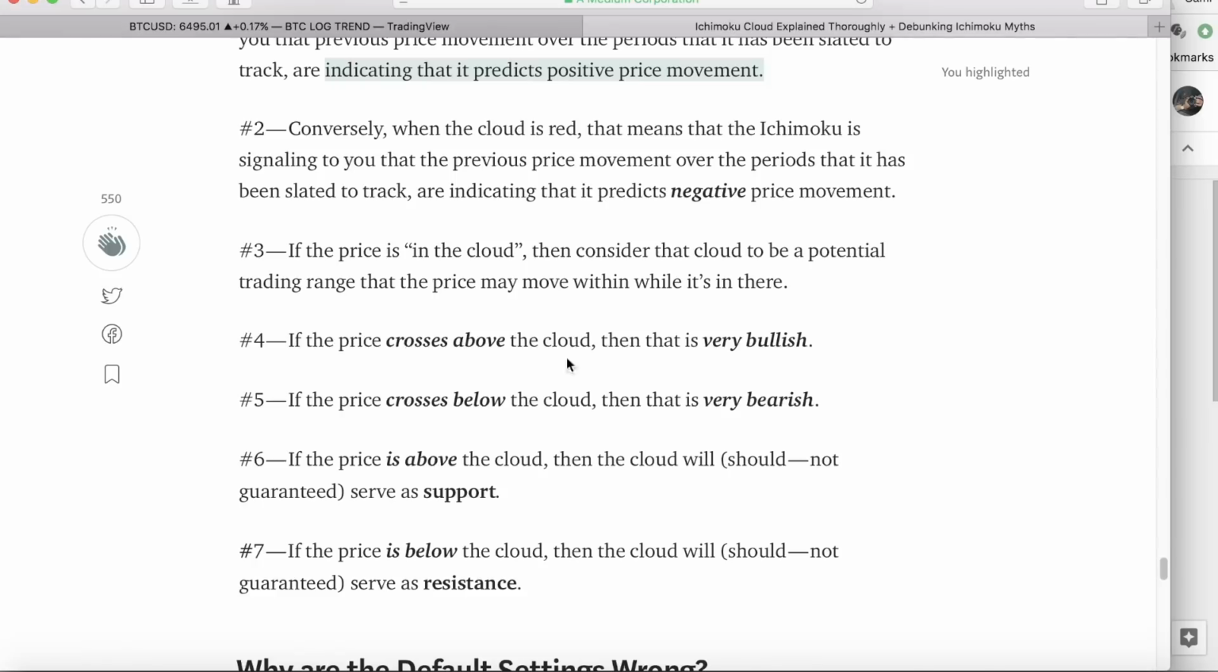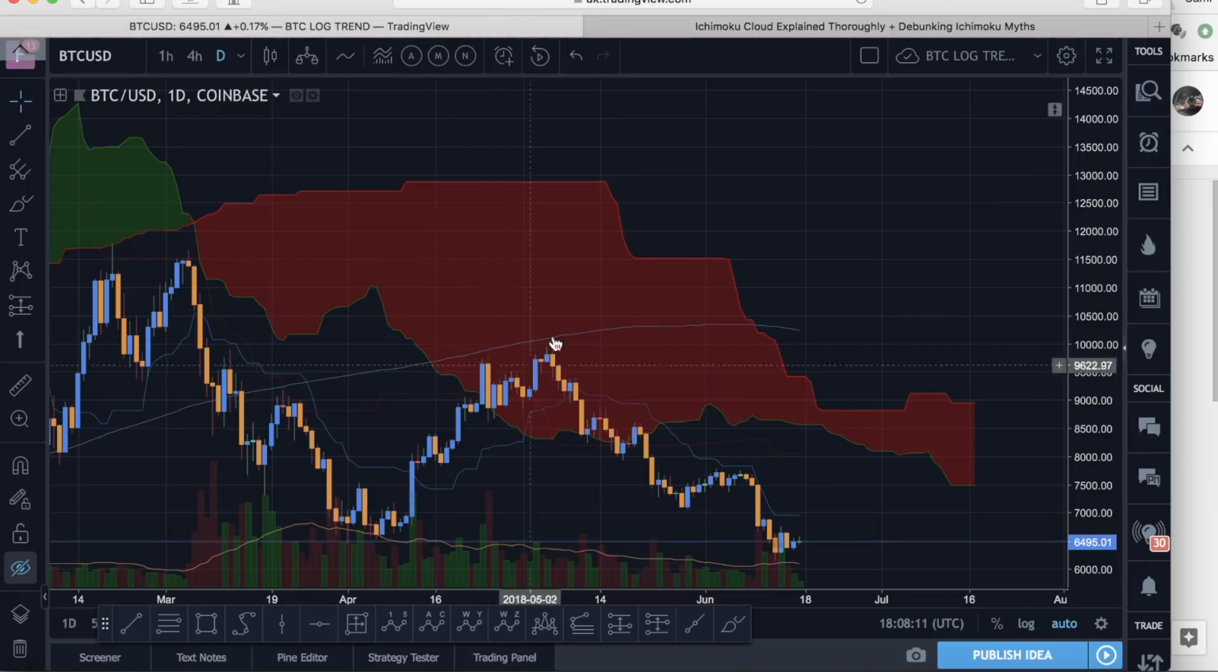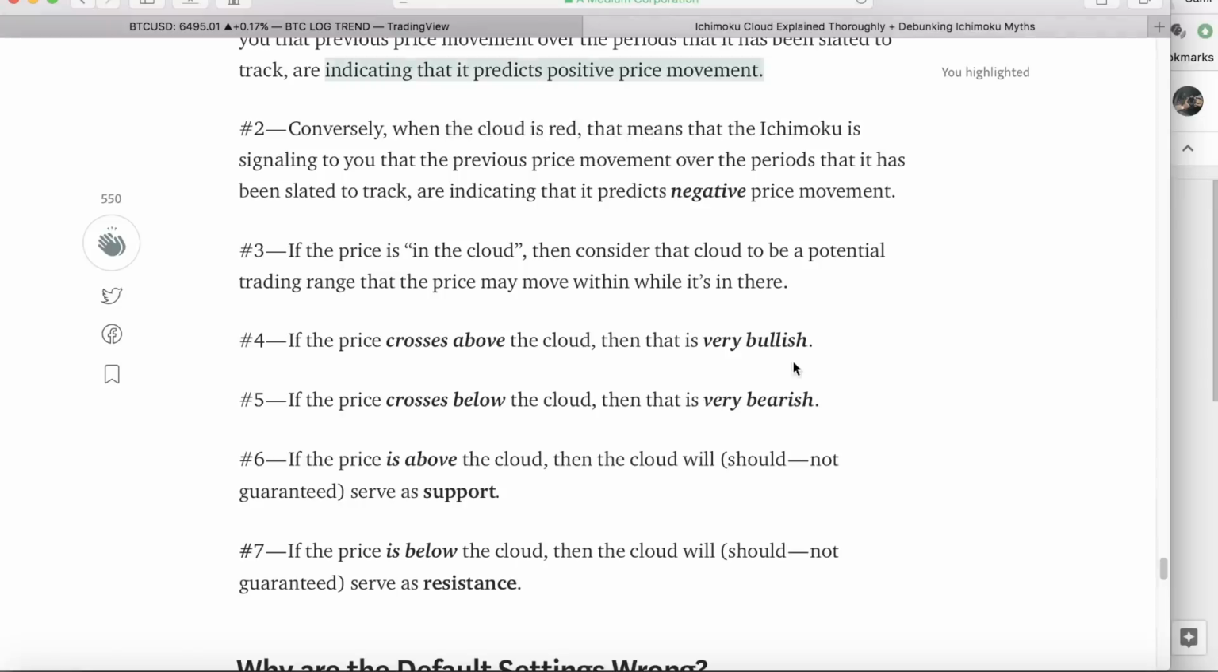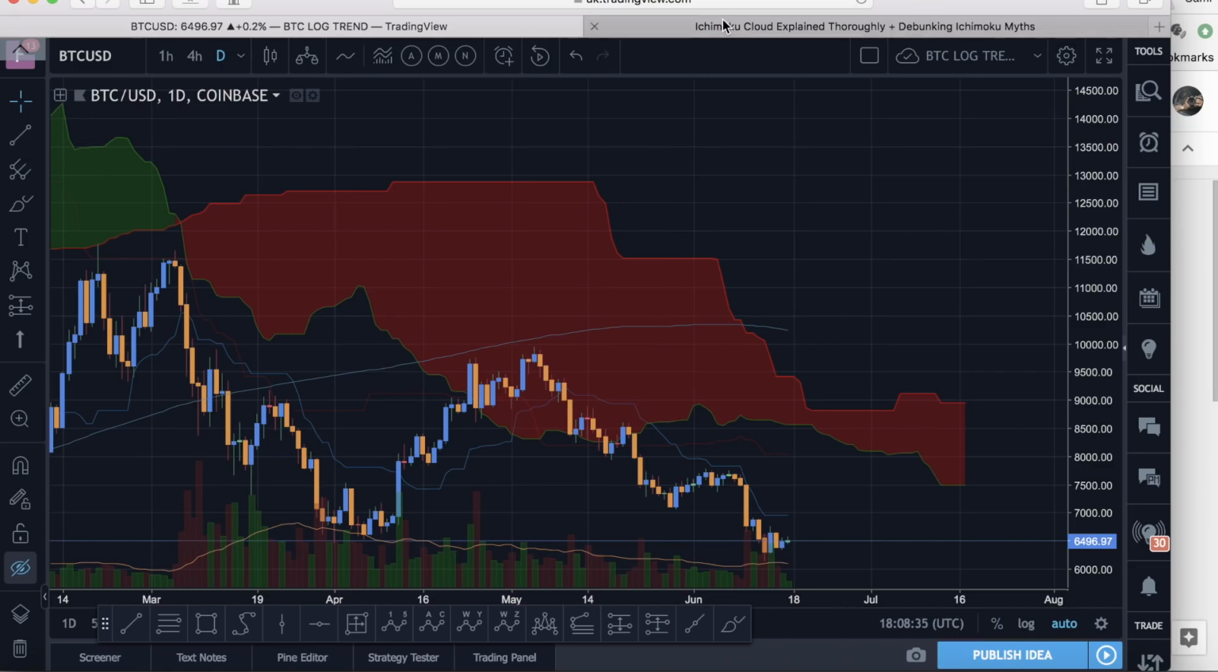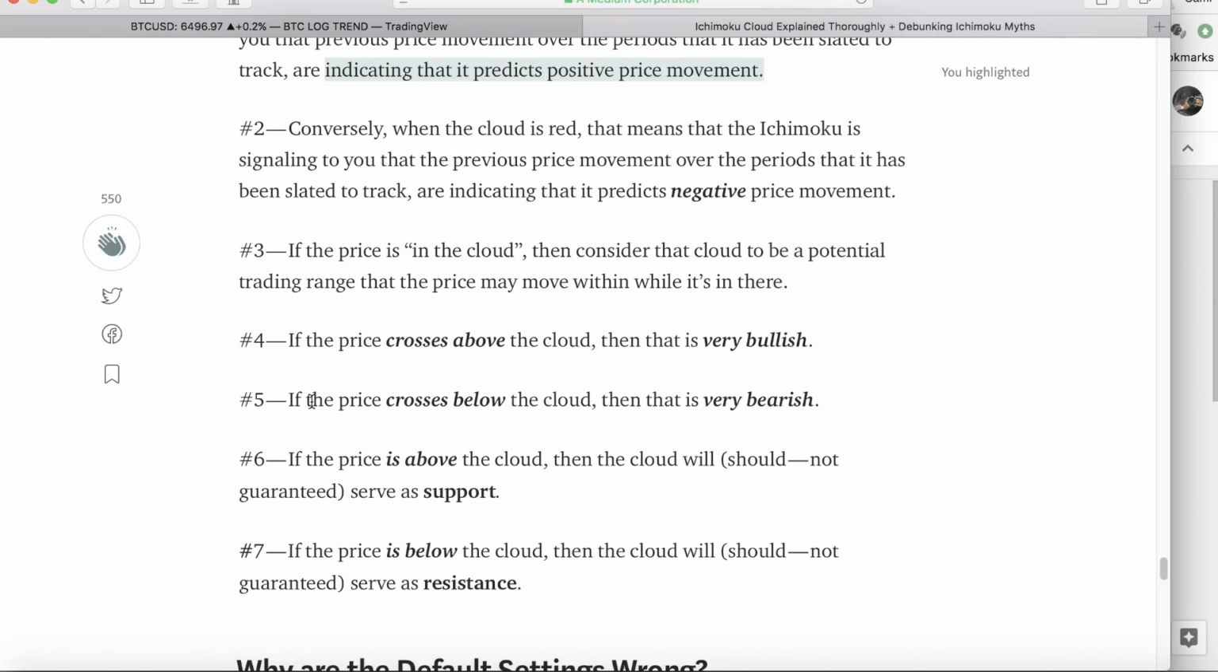If the price crosses above the cloud, so that would mean if it goes above here, that is a very bullish sign. And guys, it is, because this is heavy resistance. We already knew it. I mean, it goes down from 8,300 all the way to 12,800, which is more than a $4,000 range. I mean, that is absolutely huge for Bitcoin. And so if it were to cross above this, I mean, that would take an extremely strong catalyst. I can't think of what it may be. If the price crosses below the cloud, that is very bearish.